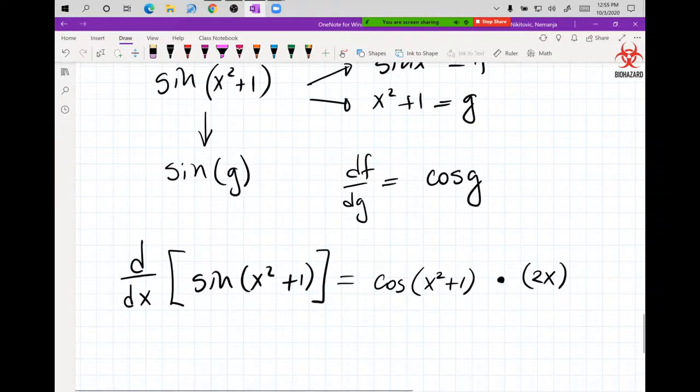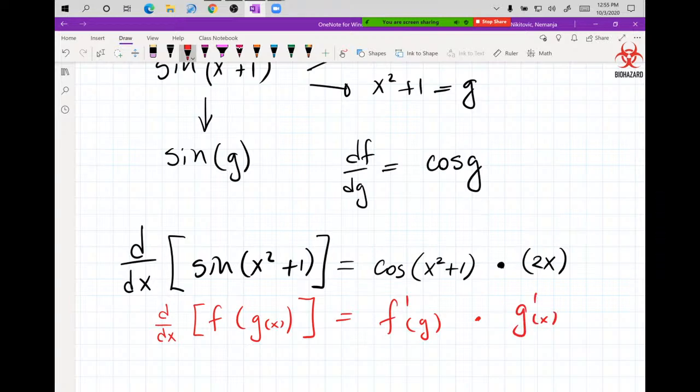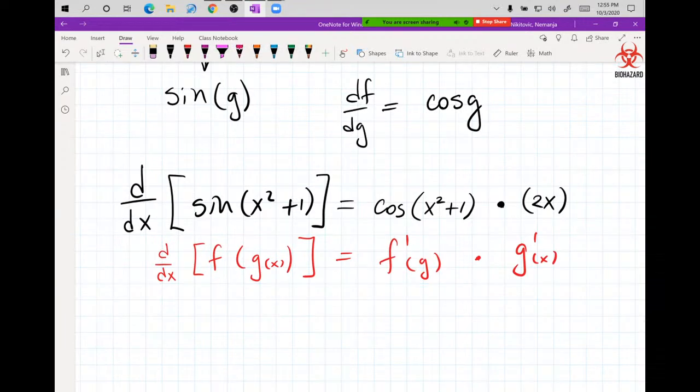Now I'm going to write the formula on top of this. This is your derivative of f with the g plugged in, and that is equal to the derivative of f with the g plugged in times the derivative of g. This over here is usually the hardest part. Do we all see that this is g? Do we all see how derivative of sine is cosine? Derivative of sine g is cosine g. You have to have g plugged in.